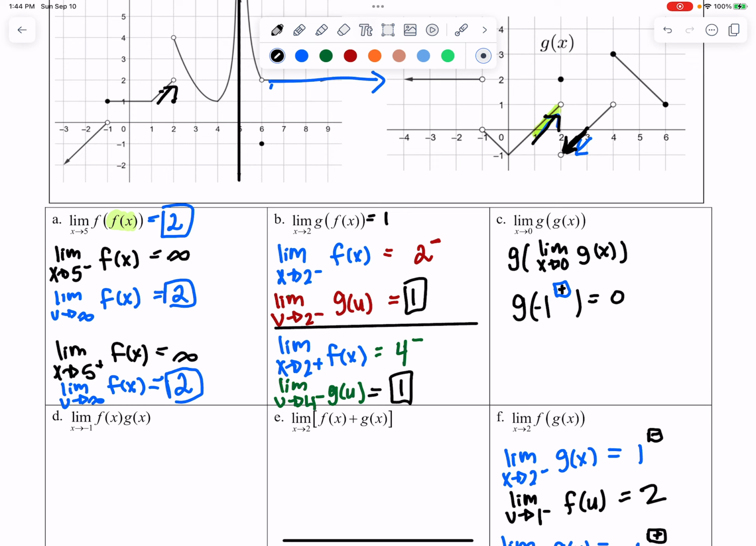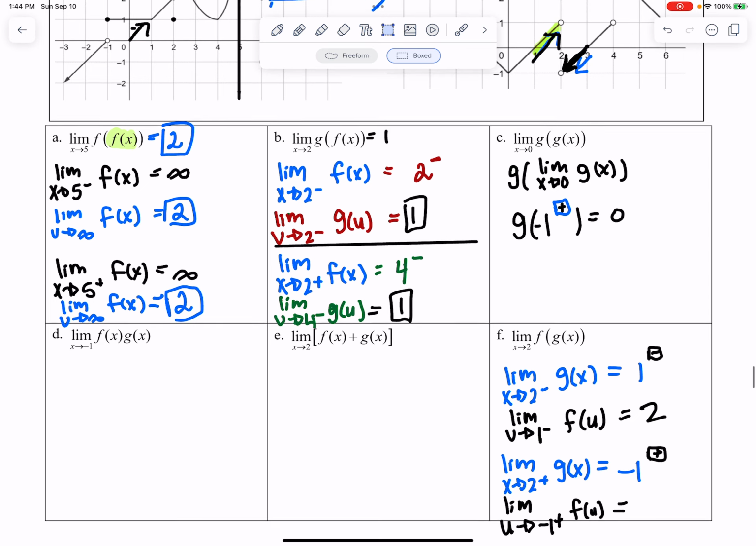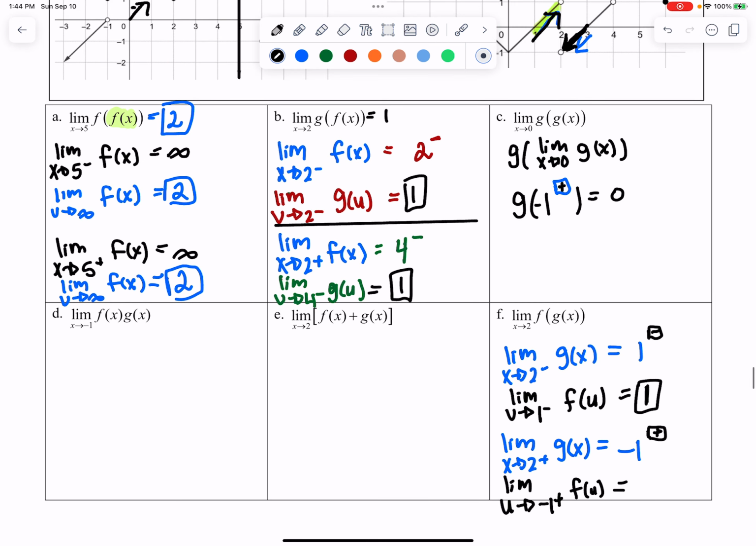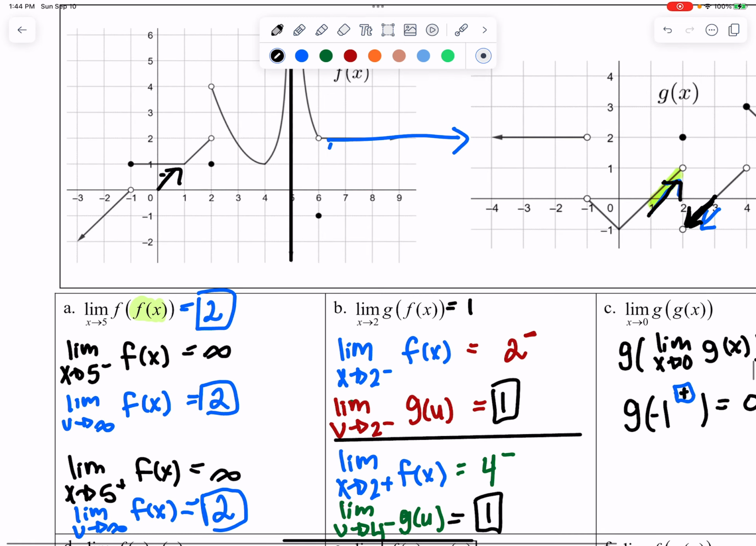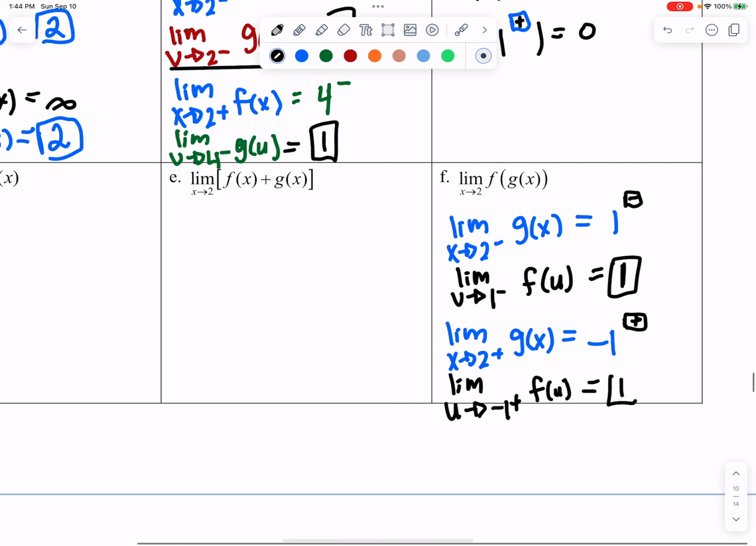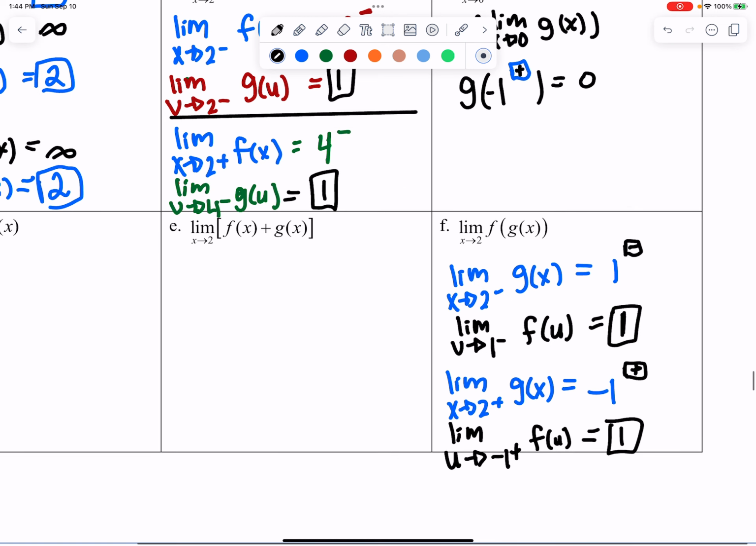Oh, sorry. Why did I do that? 1 from the left, we're going to approach 1. Don't know why I said 2. And then as we approach -1 from the right, we are approaching 1. Since your limits are the same, we know that the limit as x approaches 2 of f of g of x will approach 1.